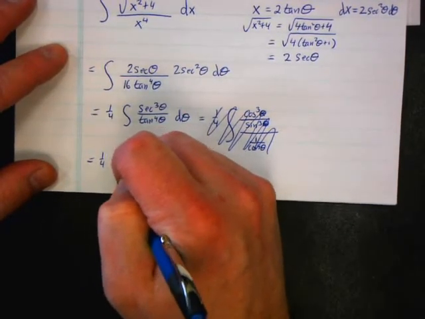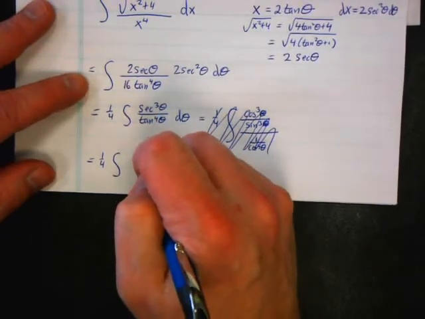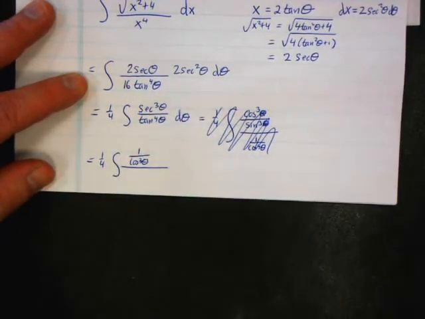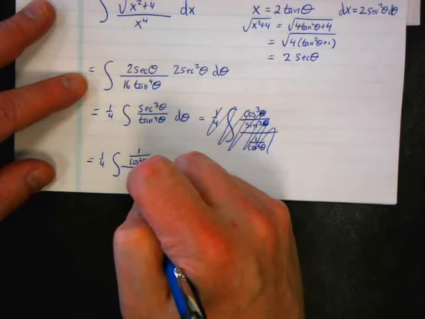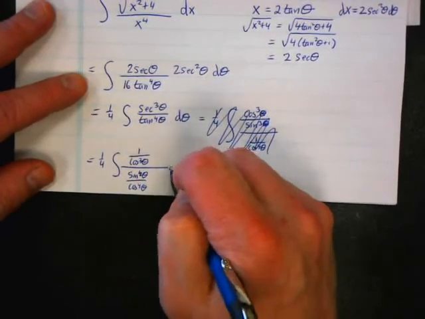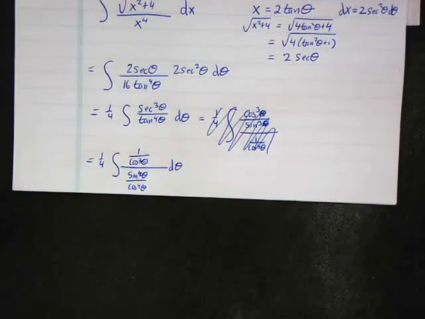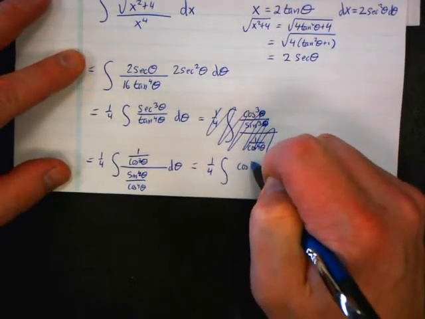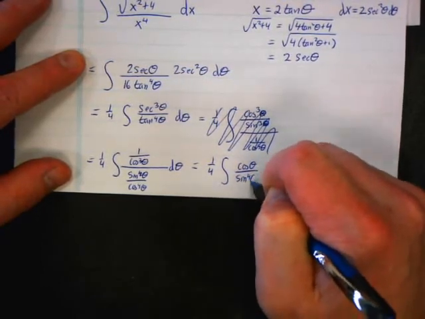1/4 integral. Secant cubed, that's the 1 over cosine cubed theta. And then the tangent to the 4th on the bottom, that's going to be sine to the 4th theta over cosine to the 4th theta d theta. Flip and multiply. When you flip and multiply, you get cosine over sine to the 4th. So that's 1/4 integral cosine theta over sine to the 4th theta d theta.